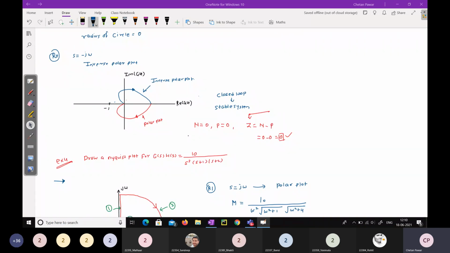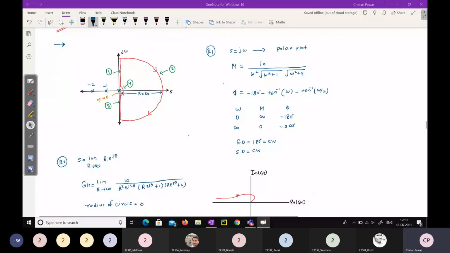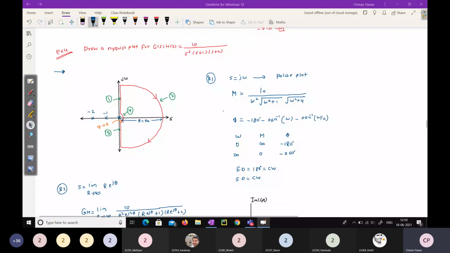Okay, so let us see this fourth problem. Within 4 minutes we'll cover it. Now in this fourth problem also we need to draw the Nyquist plot. So there are two repeated poles at origin. There is a pole at -1. There is a pole at -2. So Nyquist contour will be like this. So there will be 4 regions. Whenever there is a pole at origin, there will be the 4th region. Okay. So let us do the mapping.